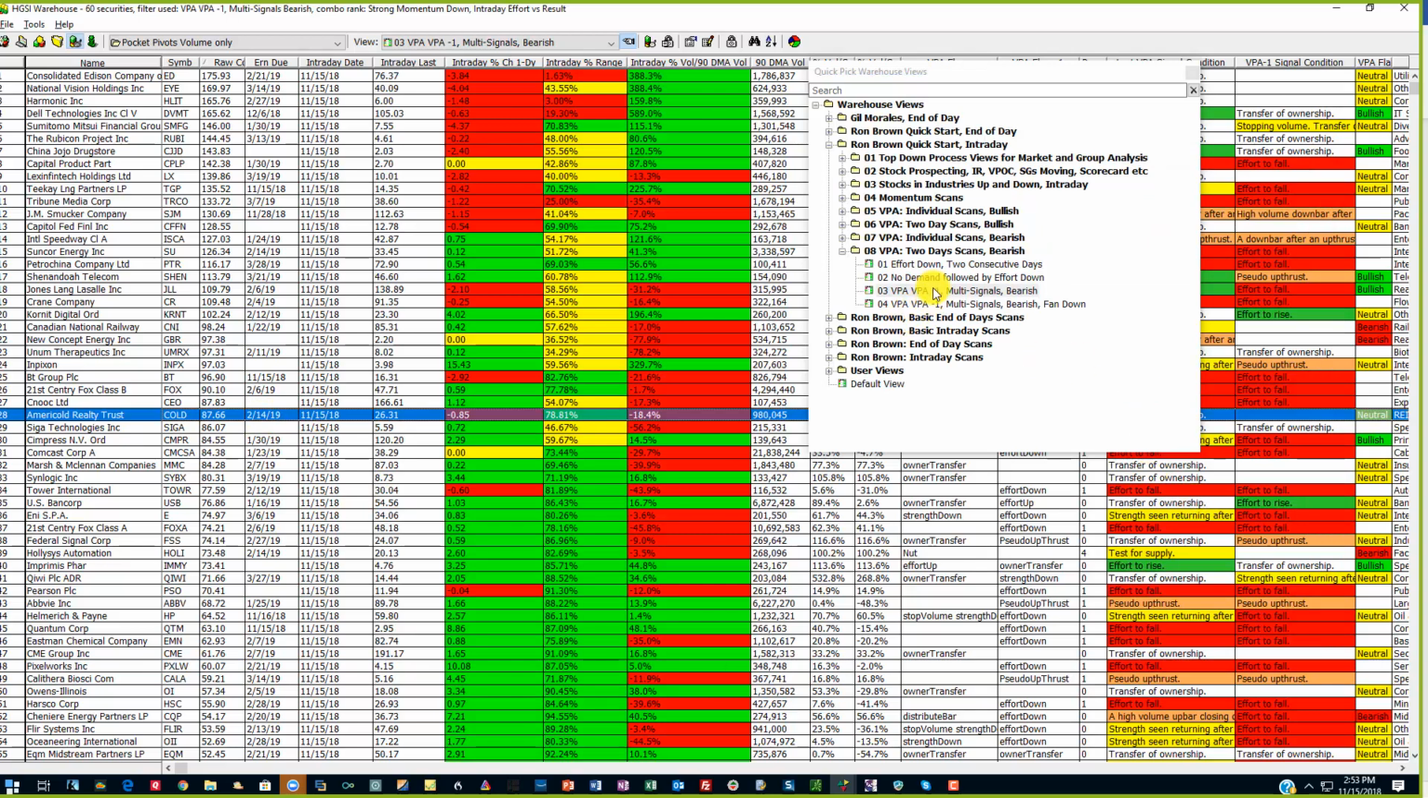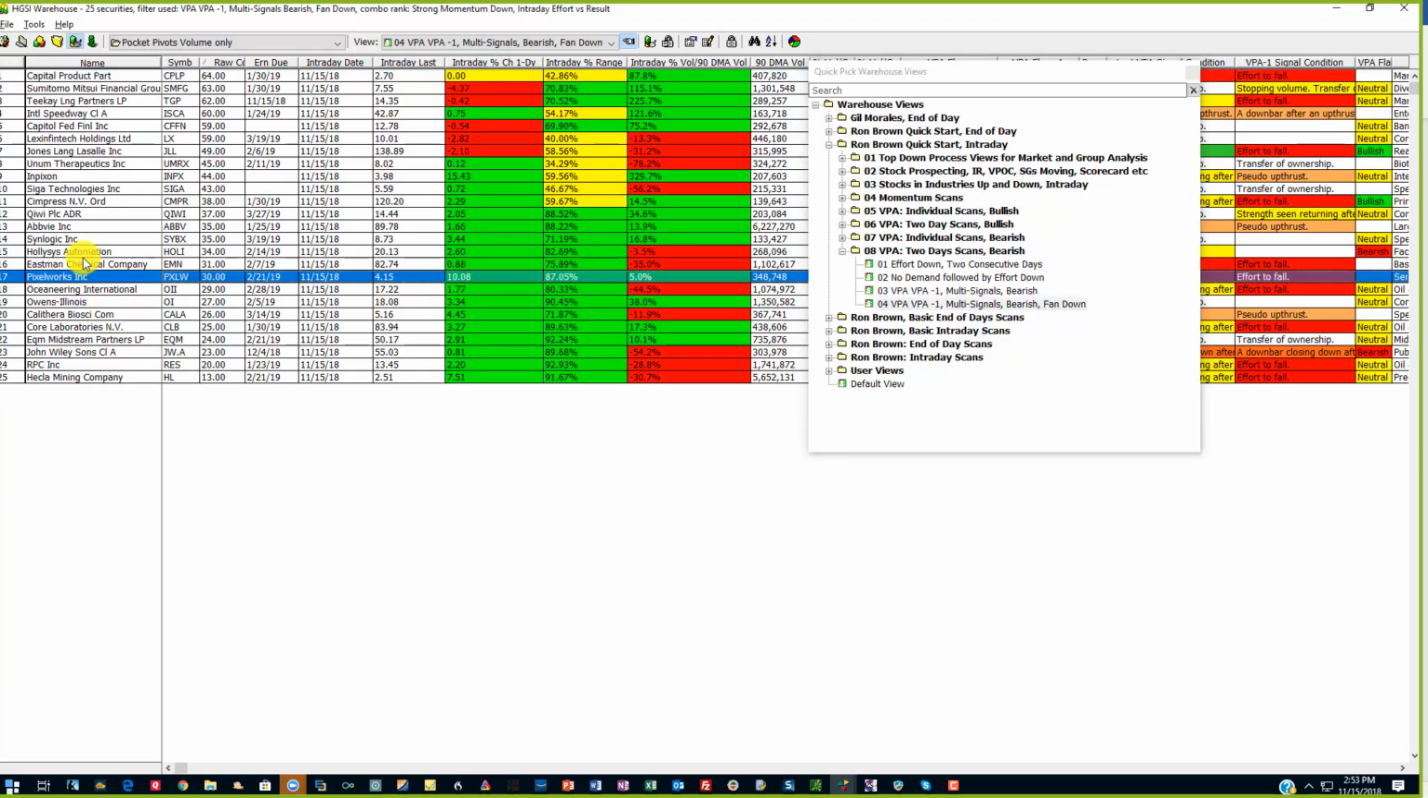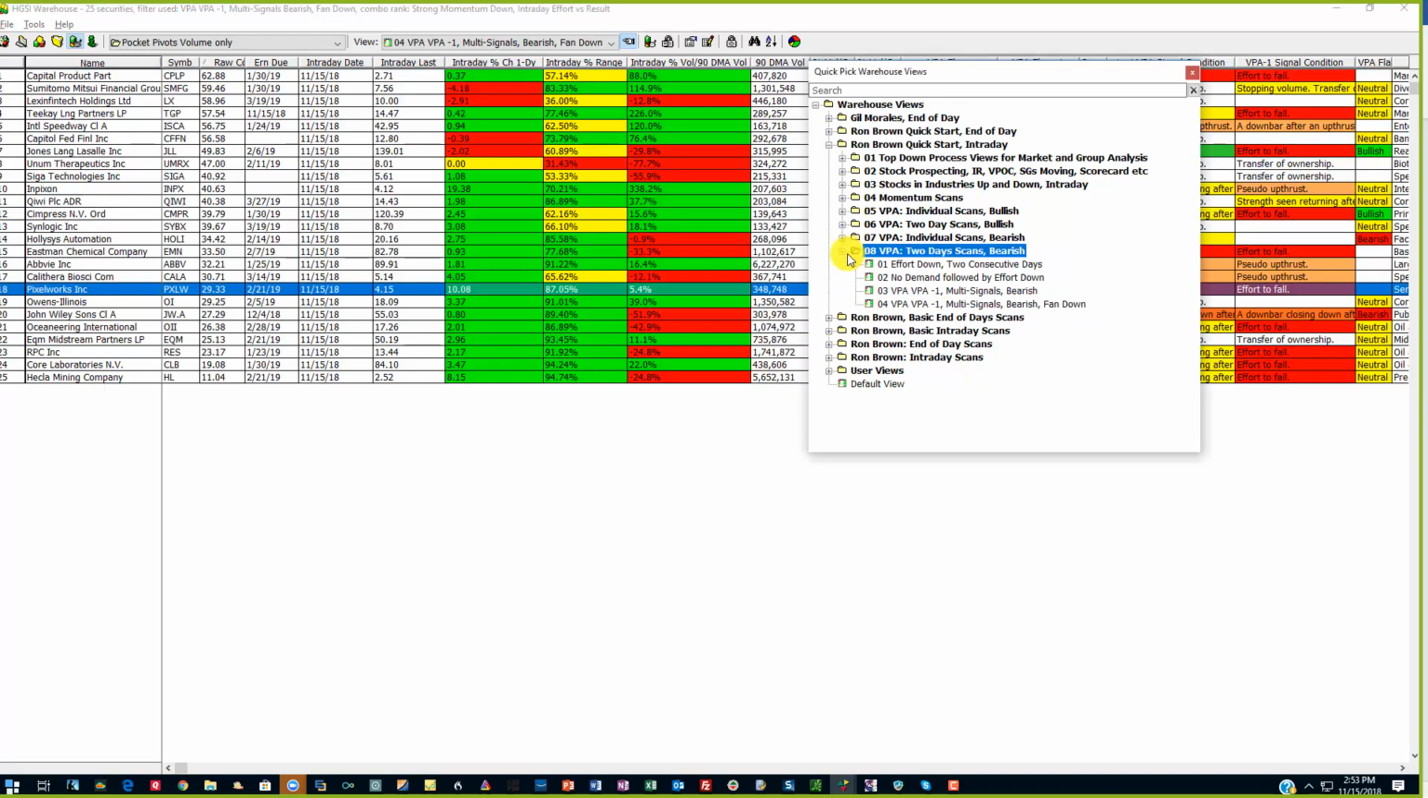So if you're real aggressive, you can come into the multi-signals bearish and look for stocks that are really beaten down. Here's Pixelworks again in here because its fan was down also. I'm not recommending that you do this, but I'm just saying it's something you can look at if you want to. So I have the bullish and the bearish.